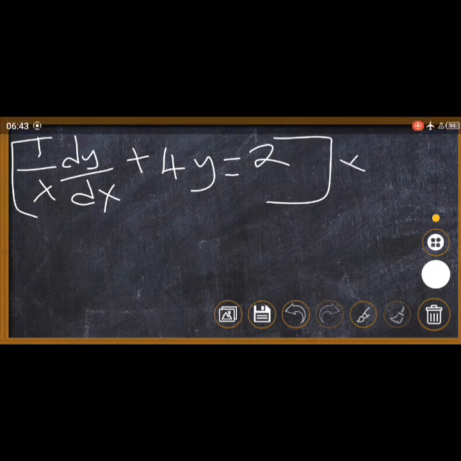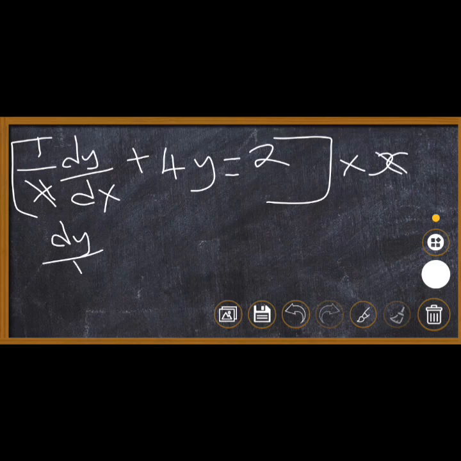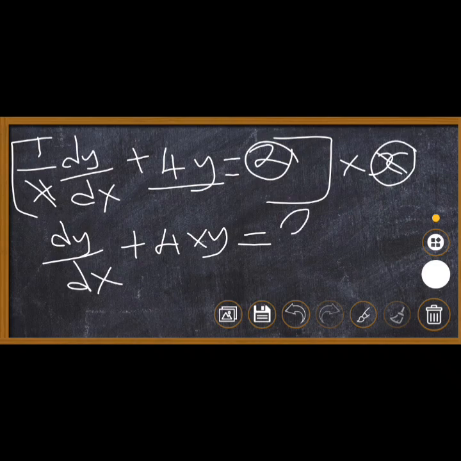Okay, so when we multiply with x, let me just differentiate this with multiplication. When we multiply with x, this and this will cancel, so we are just going to have dy over dx added to x multiplied by 4y. We are going to have 4xy equated to x multiplied by 2, we are going to have 2x.